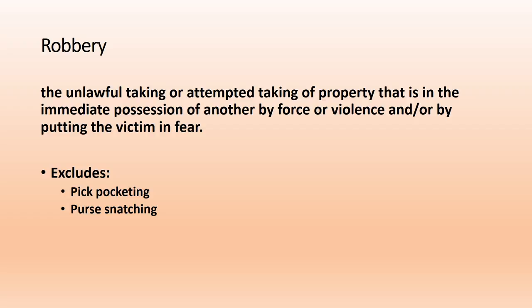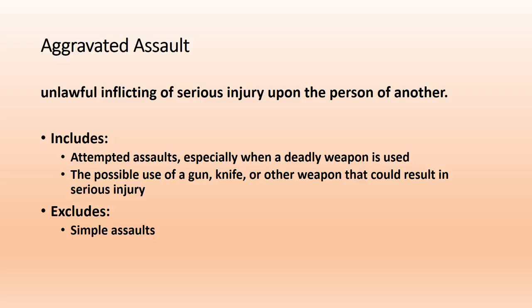Let's look at aggravated assault. It's the unlawful inflicting of serious injury upon the person of another. Now, this is important. This is separate from simple assault. With aggravated assault, usually there is some type of injury that might require going to a hospital. This includes attempted assaults, especially when a deadly weapon is used, the possible use of a gun, knife, or other weapon that could result in serious injuries. And it excludes simple assault.